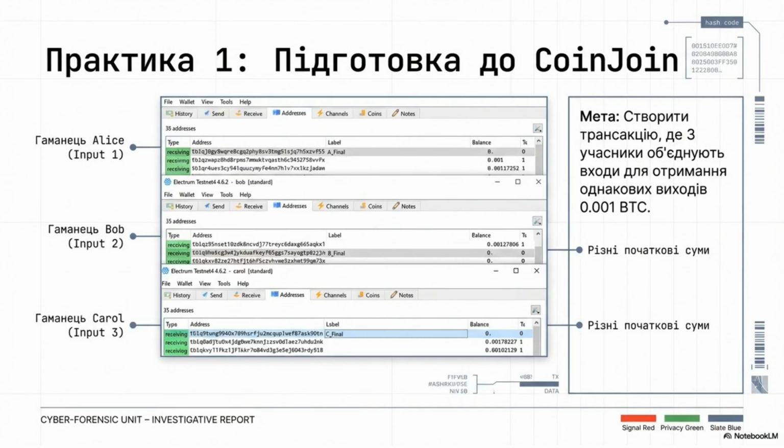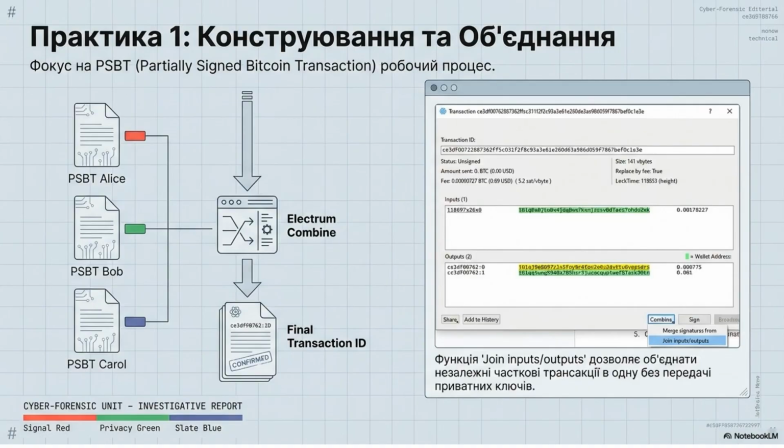In practice 1, we prepare for CoinJoin. Our goal is to create a transaction where 3 participants combine inputs to receive identical outputs of 0.001 BTC. Alice, Bob, and Carol start with different initial amounts in their wallets. This scene focuses on constructing and combining the partially signed Bitcoin transaction, PSBT.